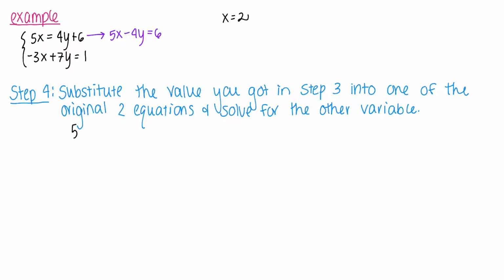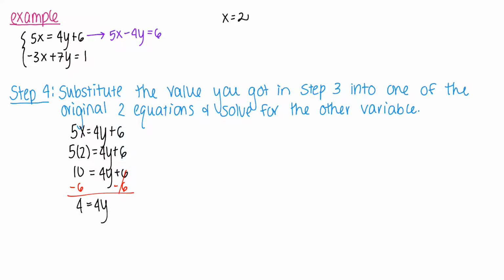So if I look at the first equation, 5x equals 4y plus 6, and I plug in 2 for x. Here we get 10 is equal to 4y plus 6. Subtracting 6 on both sides. 4 is equal to 4y. Divide by 4 on both sides. These 4's cancel. And we get 1 equals y. So our answer is going to end up being 2, 1.